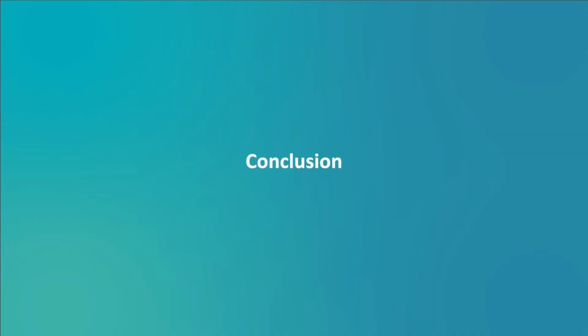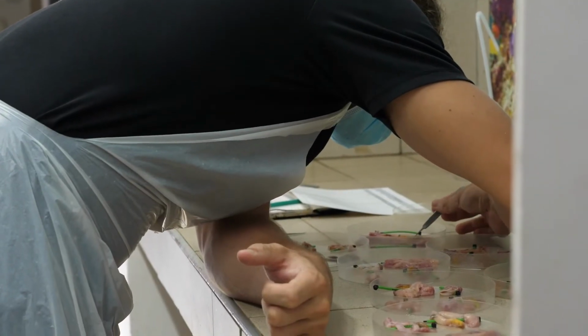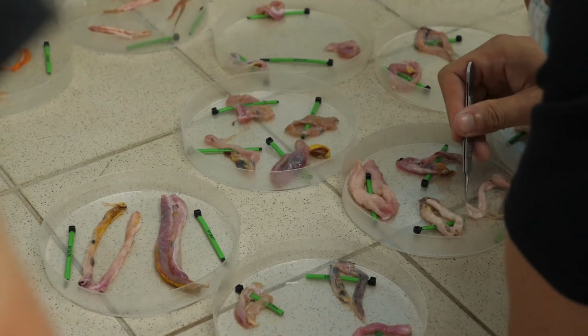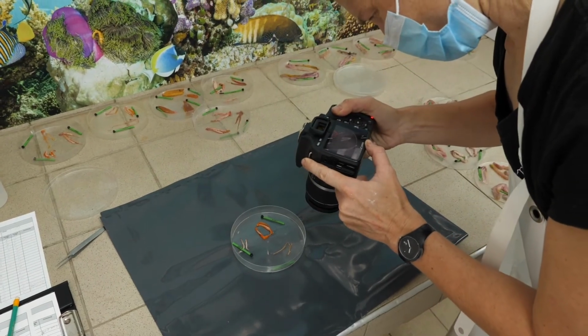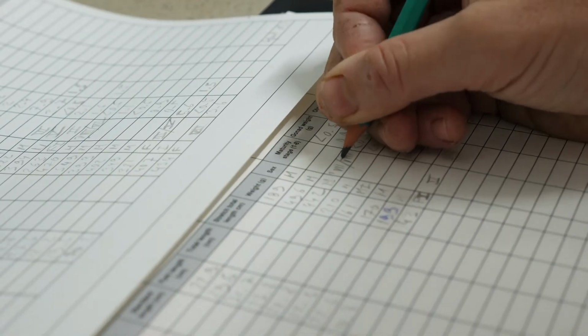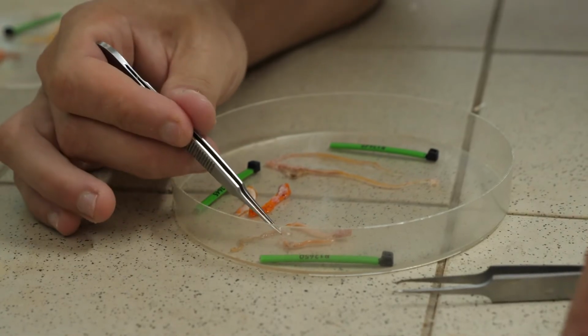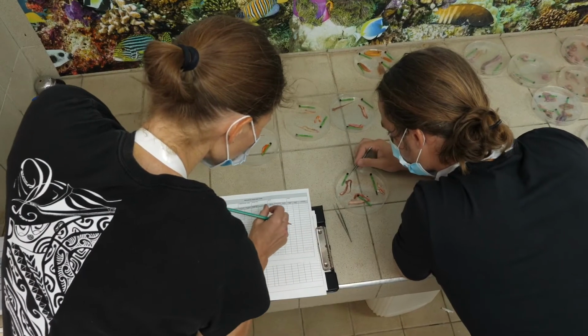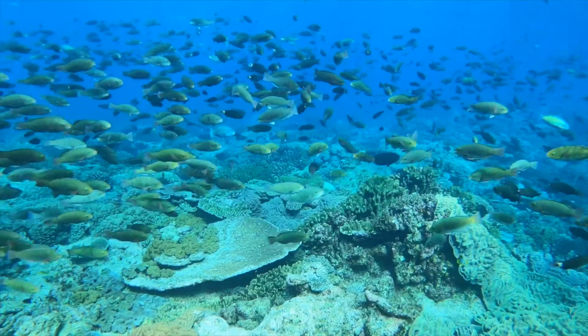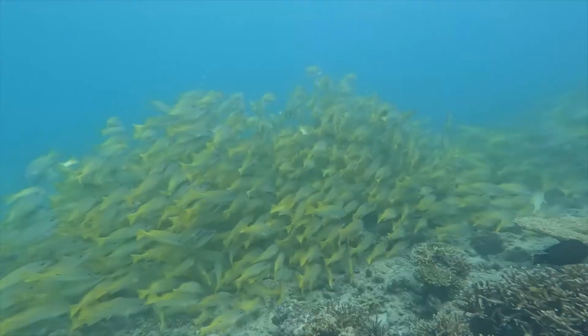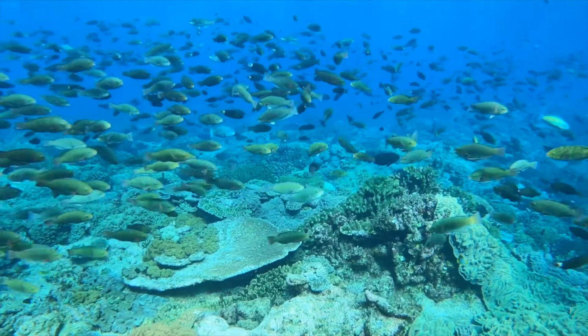Conclusion. To summarize, biological sampling provides information on various aspects of the biological cycle of fish populations. This information, combined with environmental and fisheries data, enables us to assess stocks and their resilience in response to pressures from fishing and climate change.